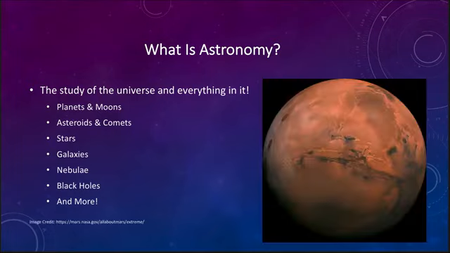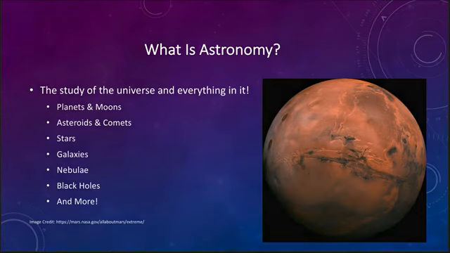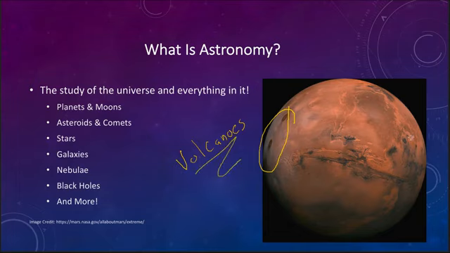So let's start off looking at one example, and that is an example of a planet. Within our solar system, we have planets and moons that we study in astronomy. And here we have an example, and this is the planet Mars. Mars has some interesting features. We see some great volcanoes over here on the side that are present, not currently active, but that have been active in the past. We see a great rift valley here that we call Valles Marineris.